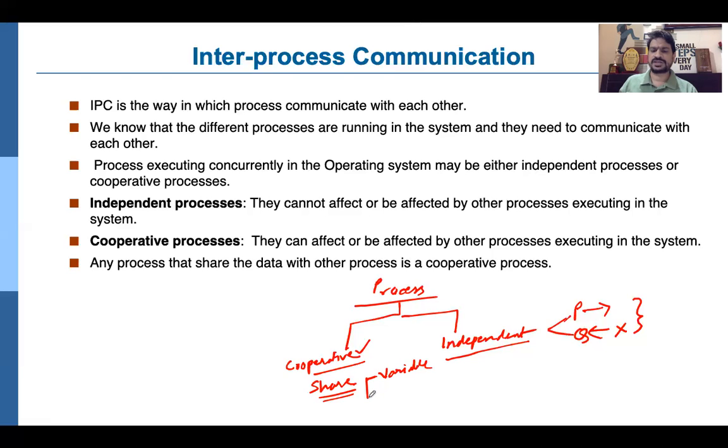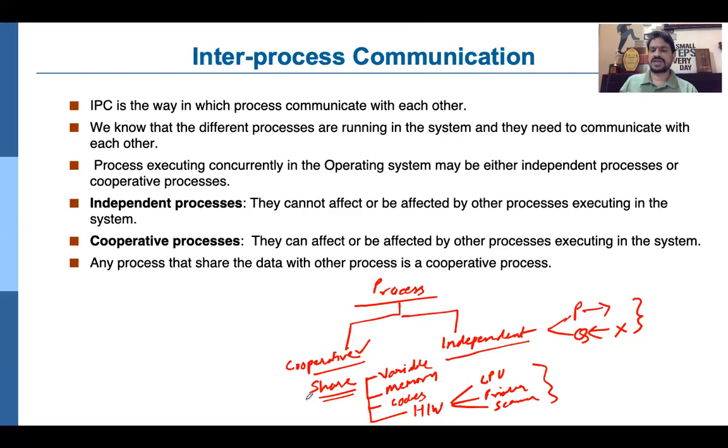Maybe they can share some sort of memory. Maybe they can share some sort of code, or maybe they can share some sort of hardware. Like maybe they are sharing the CPU, maybe they are sharing the printer, maybe two or more processes are sharing the scanner. So all those things may be shared between two processes.